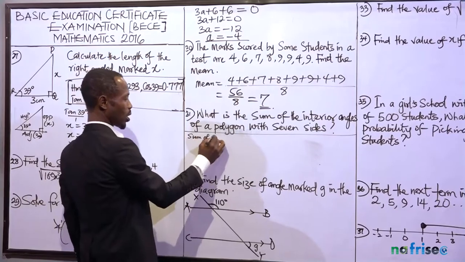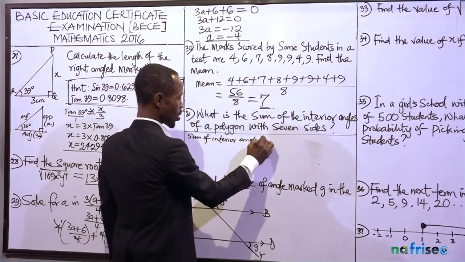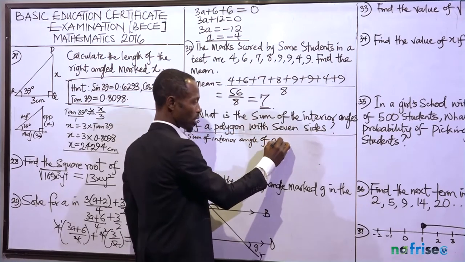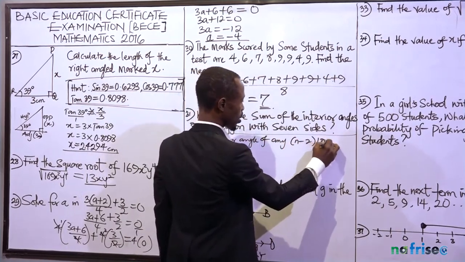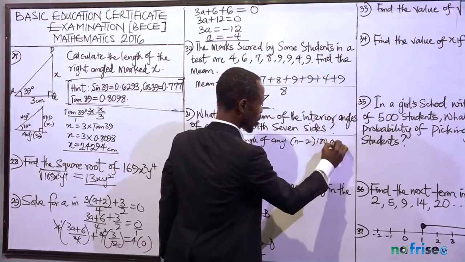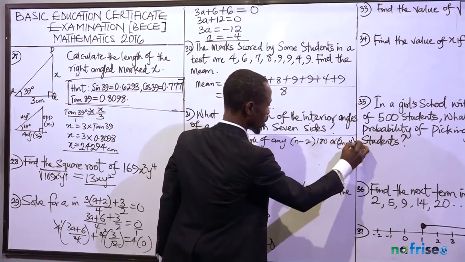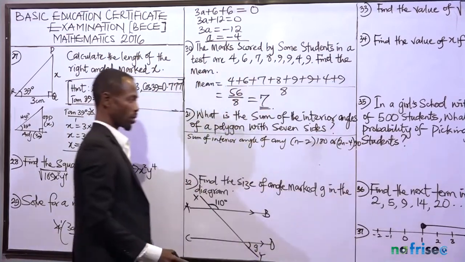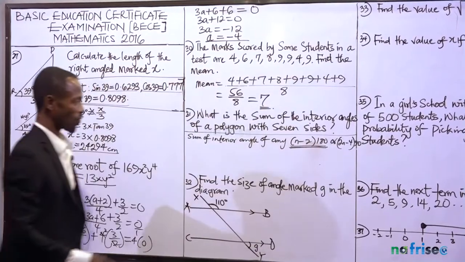Right, 31. The sum of interior angles of any polygon, a convex polygon precisely, is n minus 2 times 180, or you could use 2n minus 4 times 90, which is actually still the same thing. But I prefer to use this one. This is the most simple and effective one.